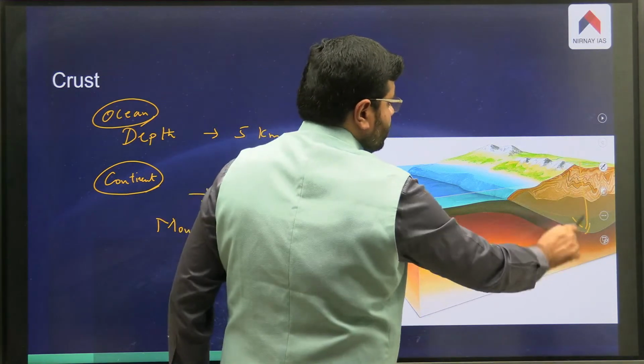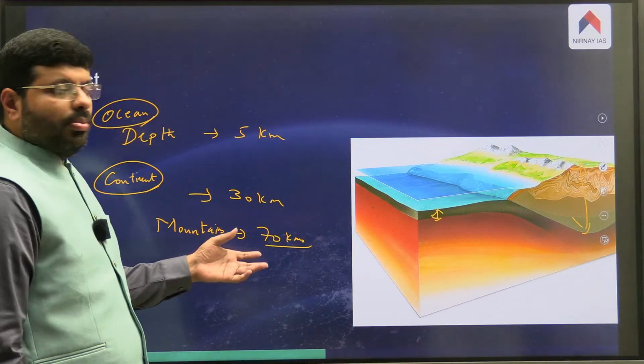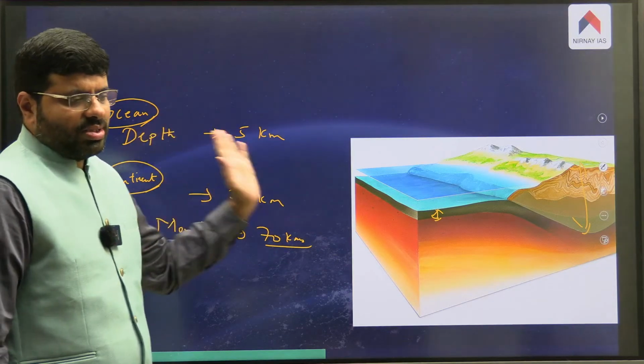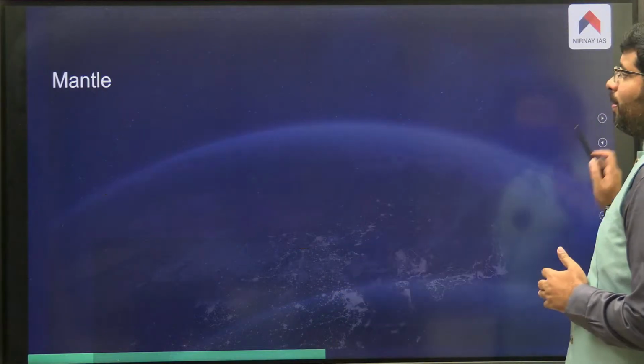This is a huge area. 70 kilometers in the mountains. Simply, for land, you can remember 30, ocean 5. That's it. Then we'll go to the next point, mantle.